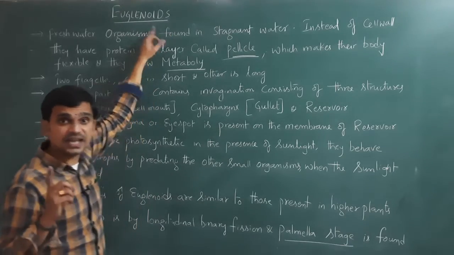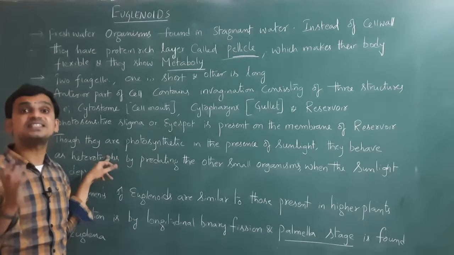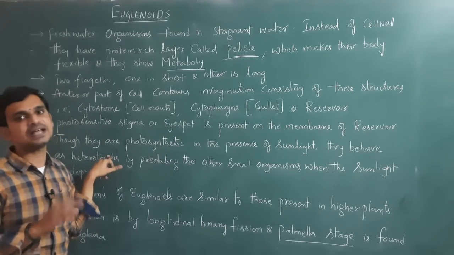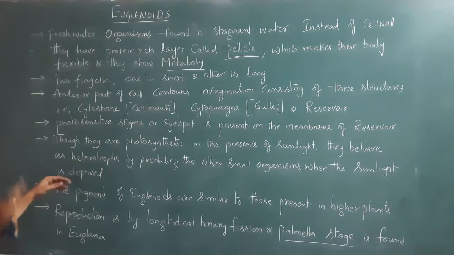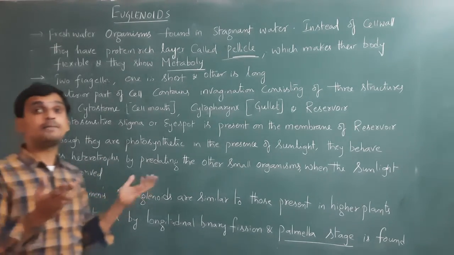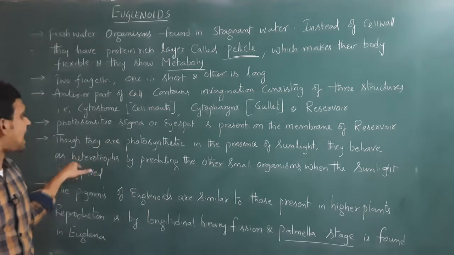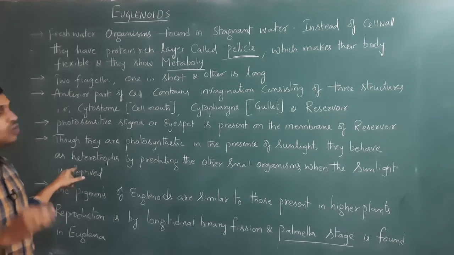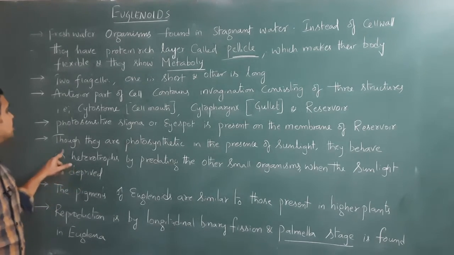When the sunlight is there, they can prepare their own food material. When sunlight is deprived, that is, in the absence of sunlight, they can act as heterotrophs. How can they act as heterotrophs? By predating other small organisms. What are predators? Predators are the organisms that live by killing other organisms. Here they can act as predators. So the organisms which are smaller than euglenoids can be killed by the euglenoids.